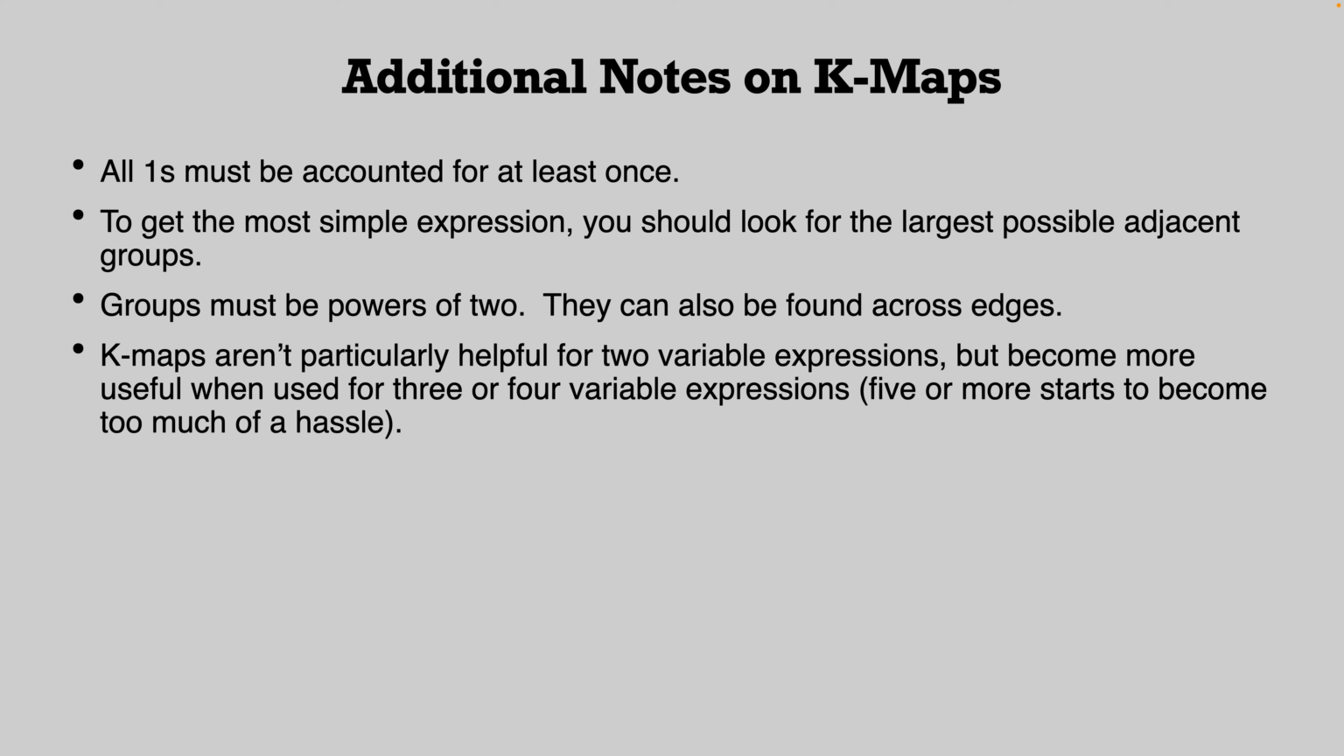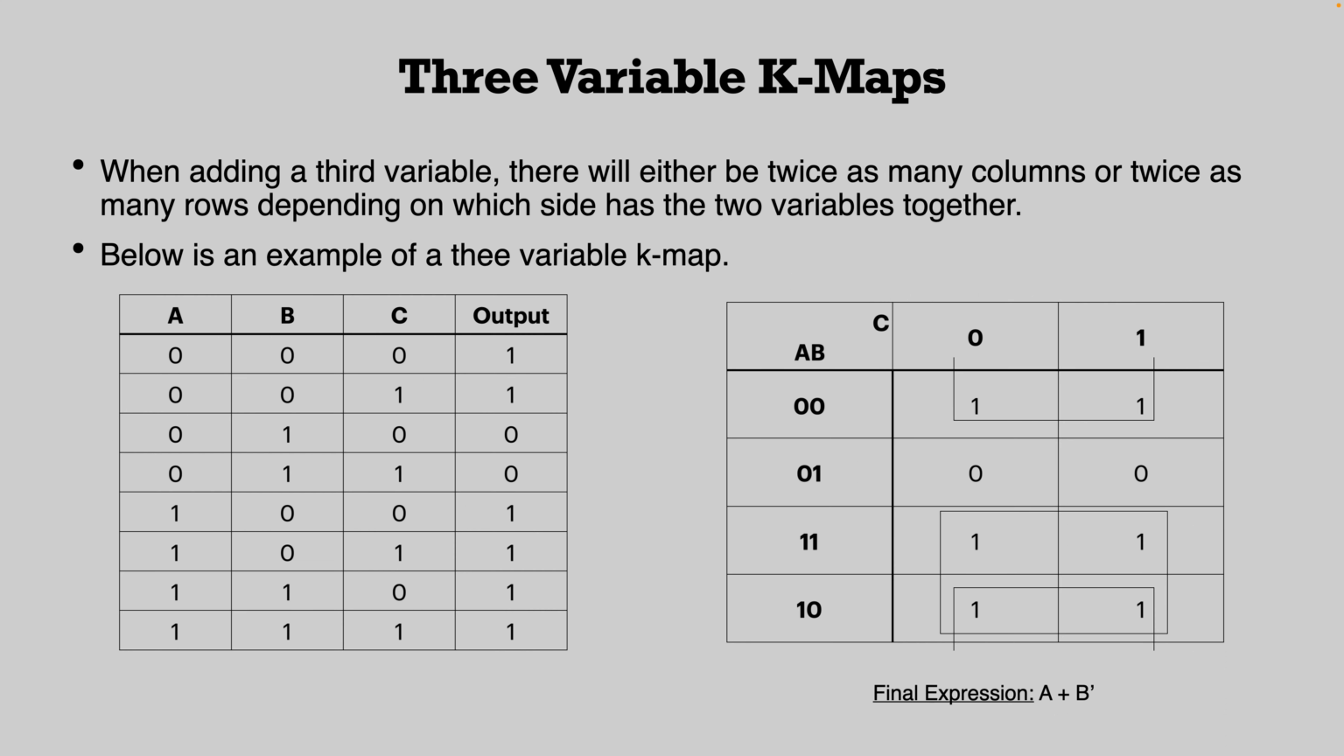K-maps aren't particularly useful for two-variable expressions like we saw before. You could have easily figured that out yourself probably without even looking at it. But they become more useful when you use them for 3 or 4 variable expressions. At 5 or more, it starts to become too much of a hassle, for a reason we will see shortly. So now we're going to talk about expanding to 3 variable K-maps.